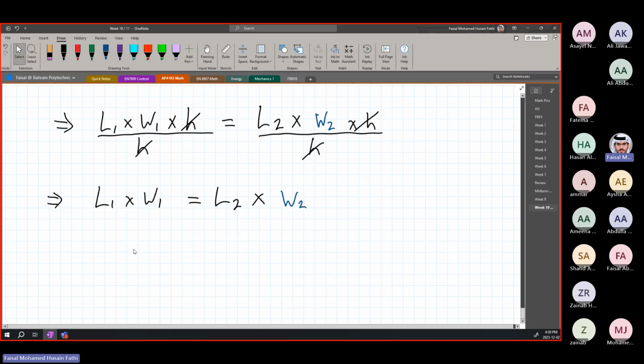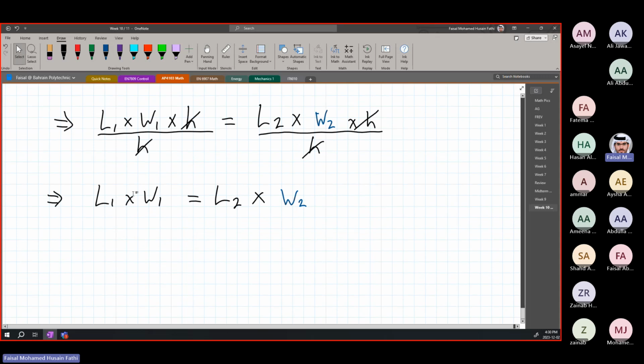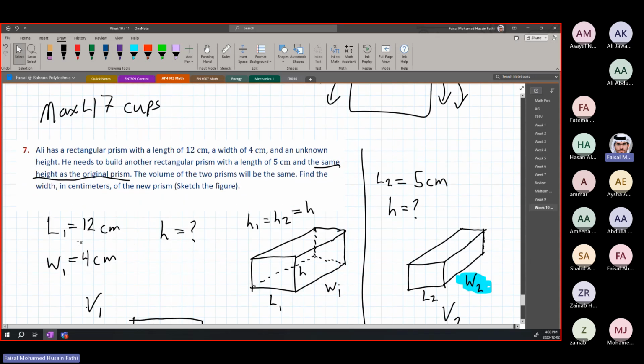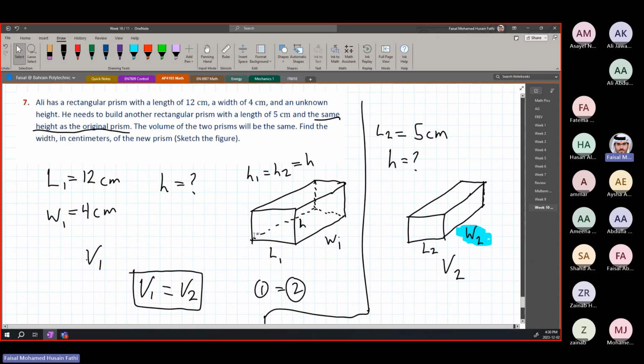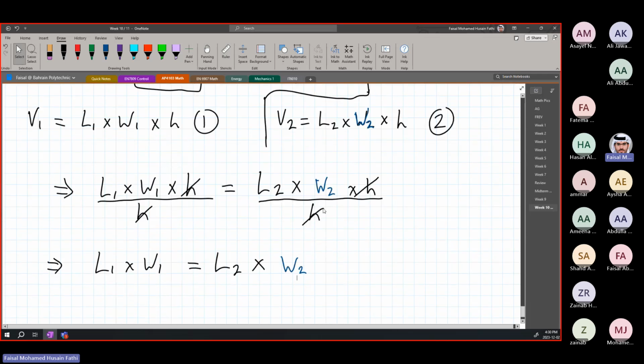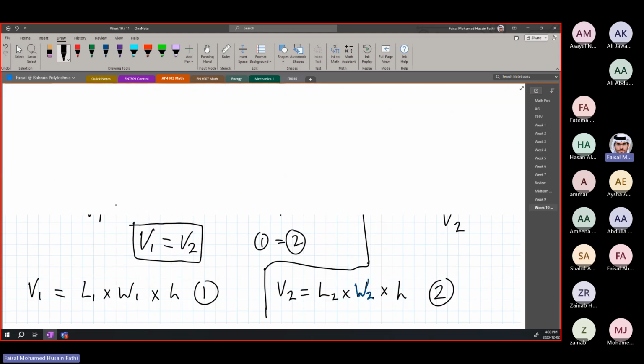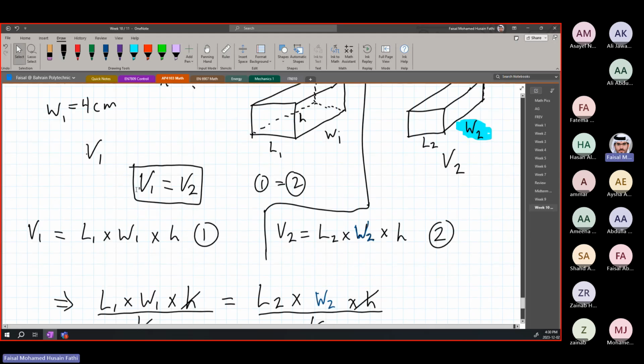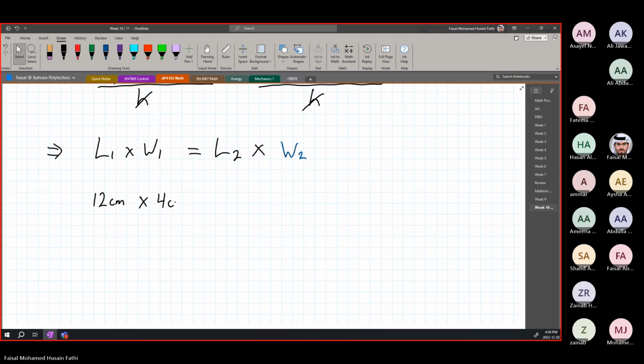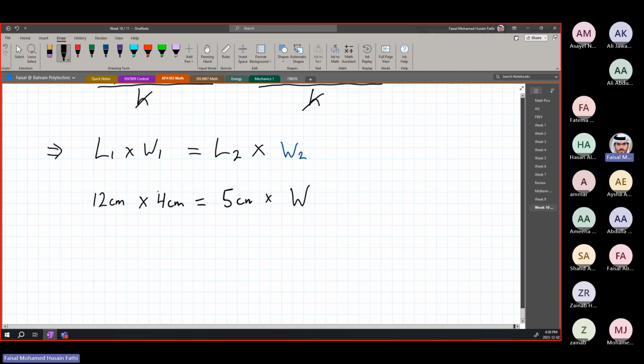And now we have a very simple equation where we know L1. L1 we know is 12. W1 we know is 4. And L2 is equal to 5. So we just plug in all these numbers now. L1 is 12 centimeters times W1, which is 4 centimeters, is equal to 5 centimeters times W2.